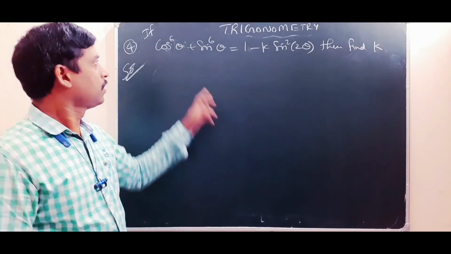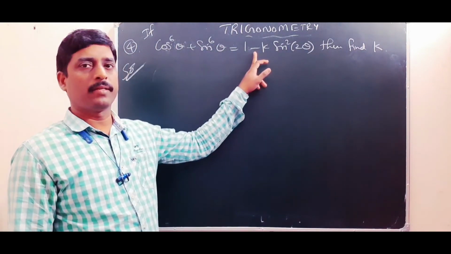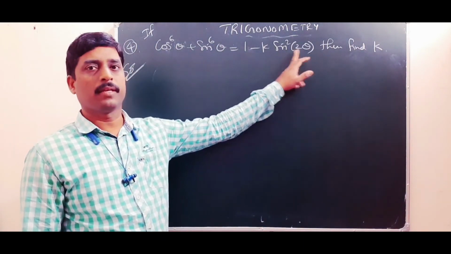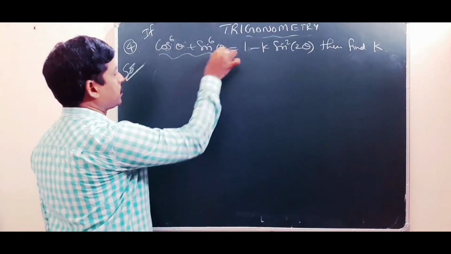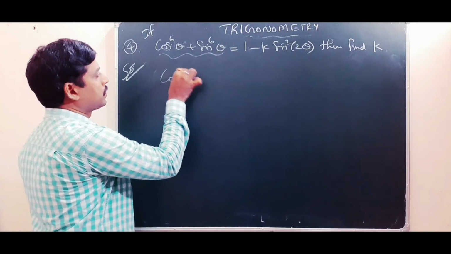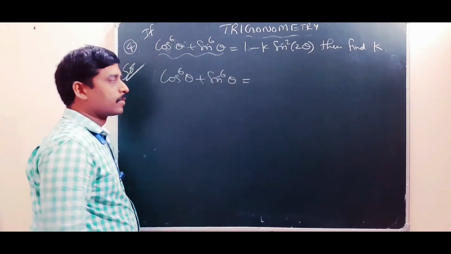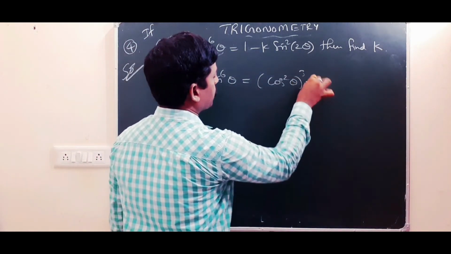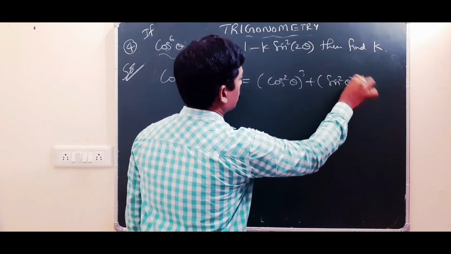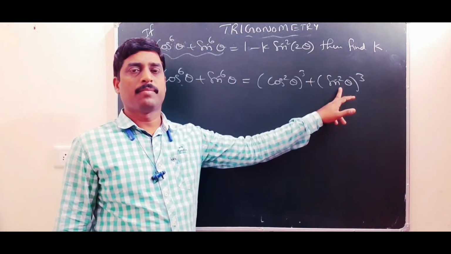Moving on, next question. The value of cos⁶ θ + sin⁶ θ is given as 1 minus k times sin² 2θ. Then find the k value. First, we have to find this value, cos⁶ θ + sin⁶ θ. Cos⁶ θ can be written as (cos² θ) whole cube plus (sin² θ) whole cube.